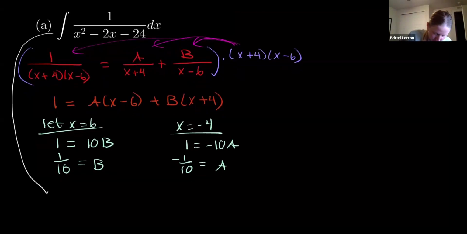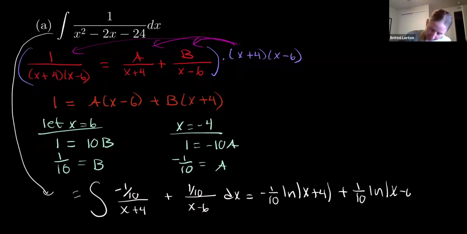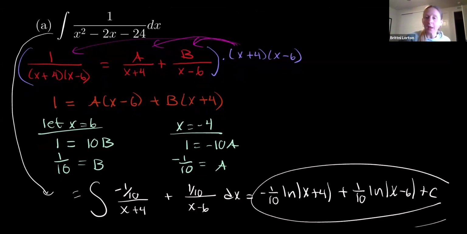Okay, so then this integral becomes the integral of a over x plus 4 plus b over x minus 6 dx. And then again, we know how to do that integral. So -1/10 ln of x plus 4 plus 1/10 ln of x minus 6 plus c. Ta-da!